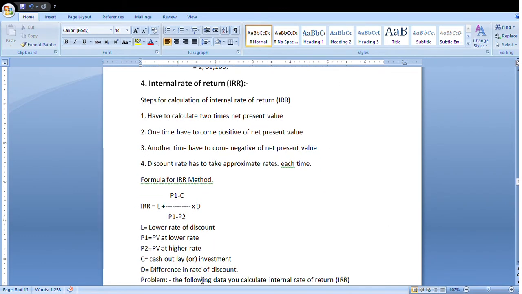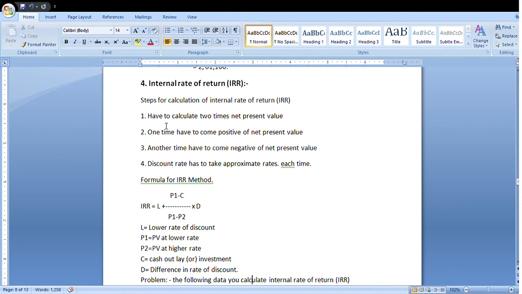Next method is the internal rate of return method. This is one of the capital budgeting methods. In this method, it is similar to the net present value method. Steps for calculation of internal rate of return. It is also called the IRR method.